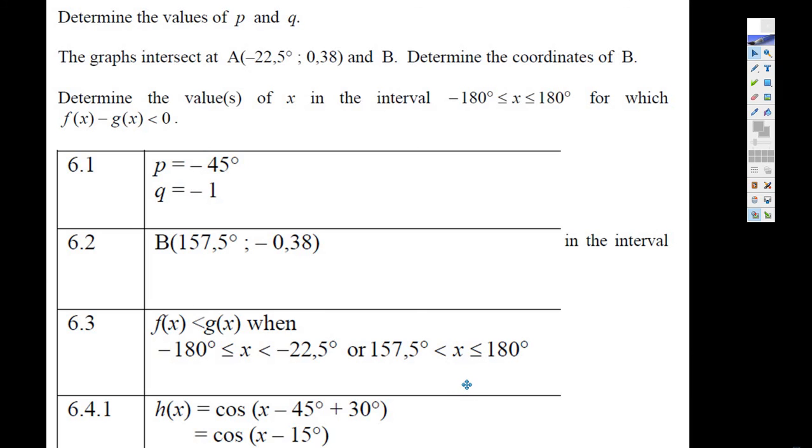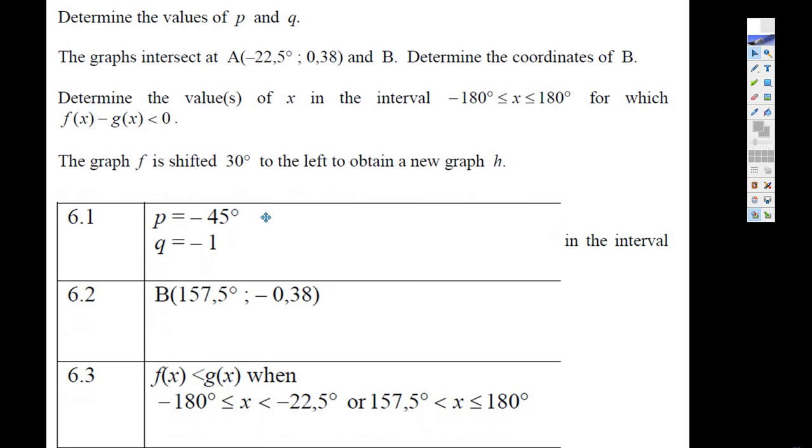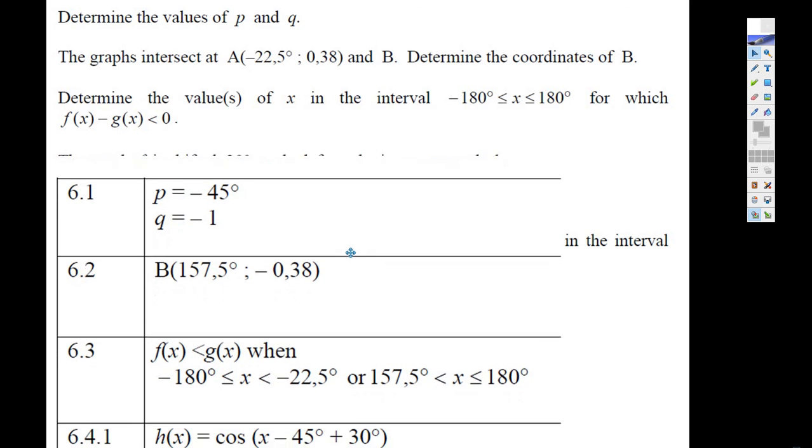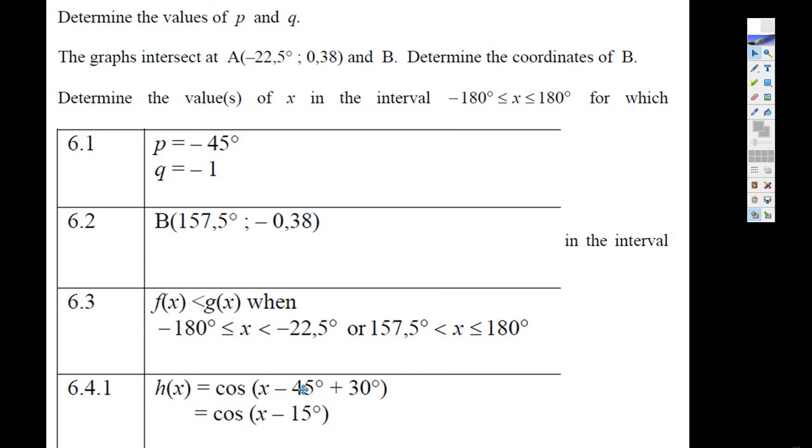Okay, well, that's that question. What's the next question here? It says, what if we did this? What if you shifted the graph f, that cosine graph, what if you shifted it 30 degrees to the left? Well, it's actually shifted 45 degrees to the right. To go back 30 degrees to the left, we subtracted to shift to the right. You just add 30 to it. So minus 45 plus 30, that's going to shift it to the left. And there's your answer, x minus 15 degrees.